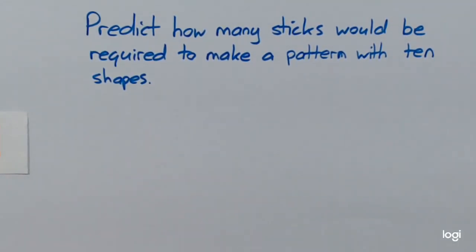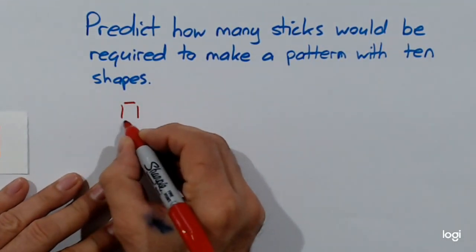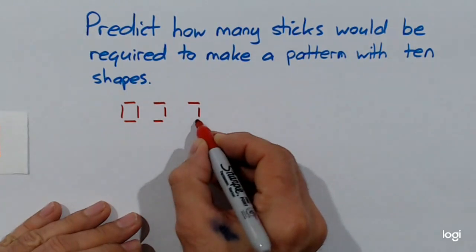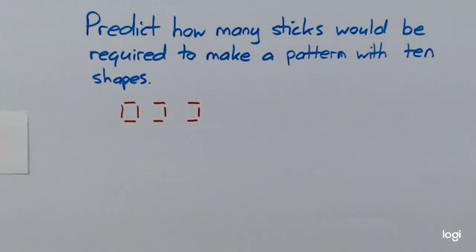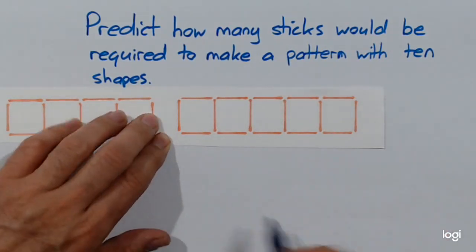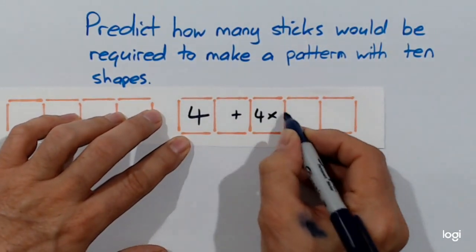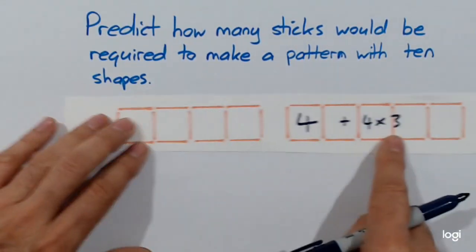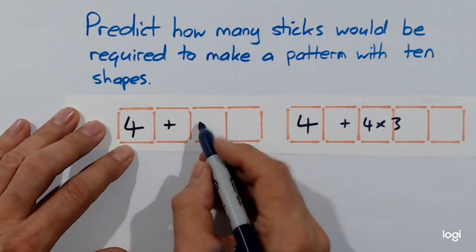So let's tackle this one. We know that the first one takes 4. And after that, every next one takes another 3. So you have to click on 3 more, click on 3 more. So for this one here, a way to write this is that this is made of 4 for the first one, plus 4 lots of 3, because each of these last 4 took 3 sticks. And this one here would be 4 for the first one, plus 1, 2, 3 lots of 3.